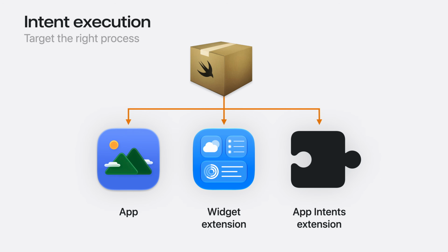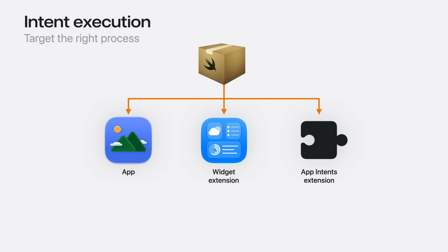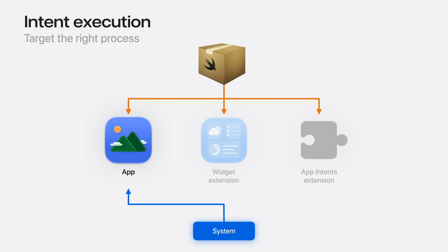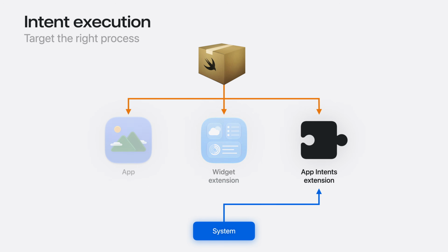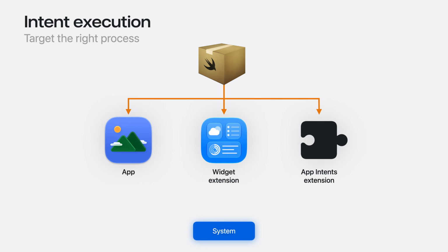All my intents live in a shared package imported by both the main app and the widget extension. When your intents, entities, and queries live in a shared package like this, linked by your app and extensions, the system has to decide which process runs each intent when the request comes in. It picks a target based on heuristics like if the app is already running, it prefers the app, and if not, it launches the extension. But sometimes that's not the right choice.